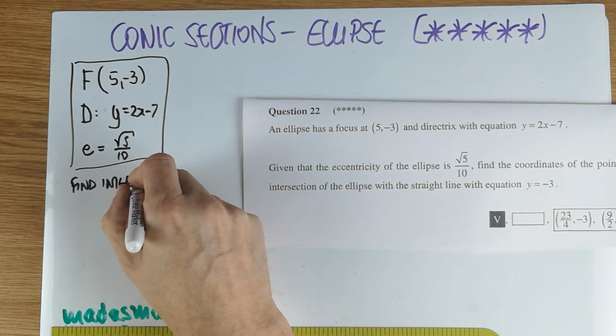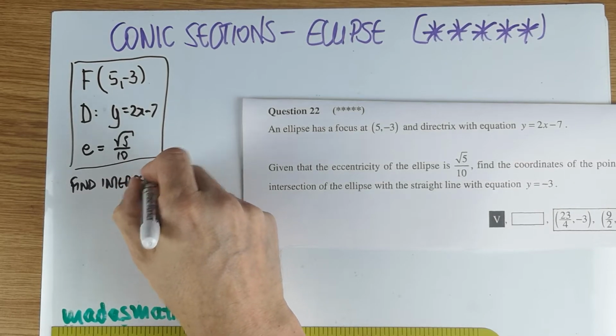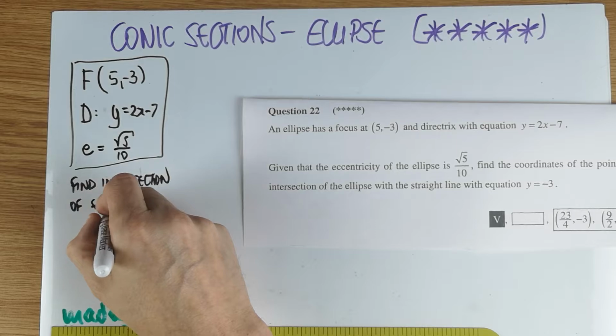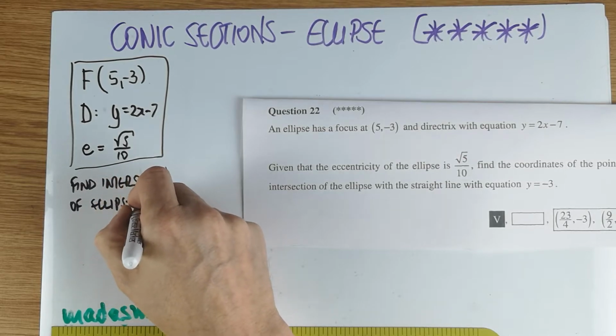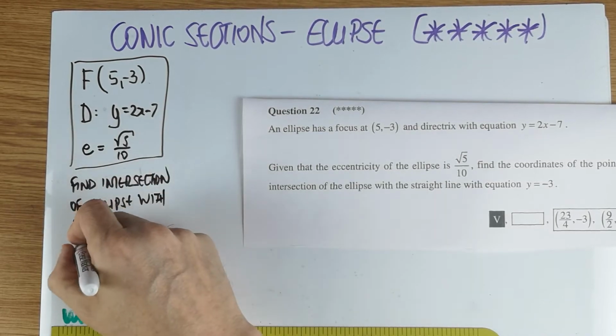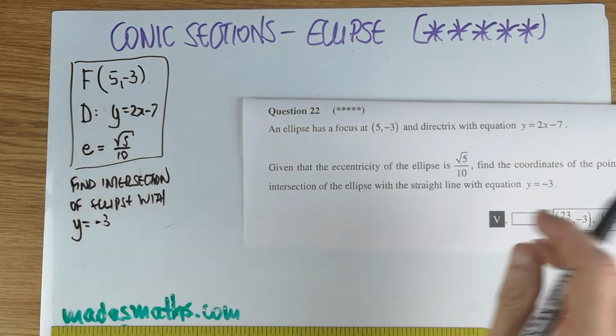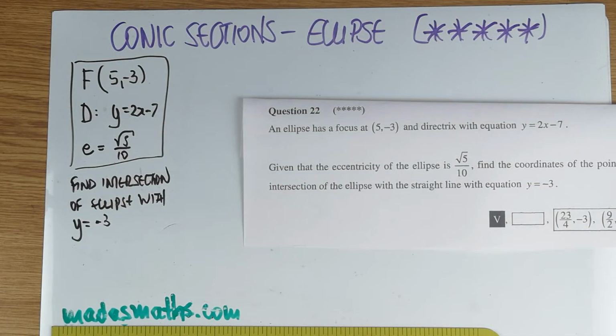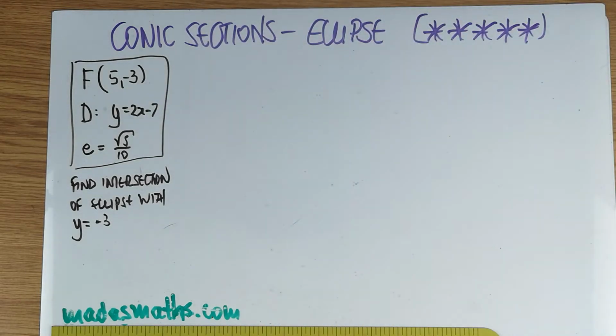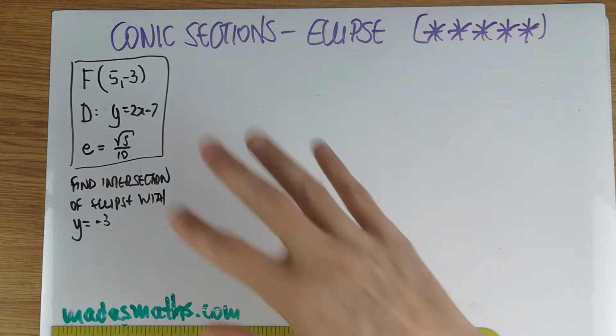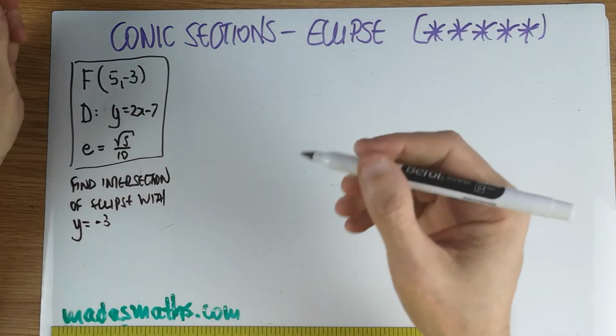Find the intersection of the ellipse with y = -3. So that is basically the problem. And where do we start? At the moment I've just recorded the information purely because of the video. You don't have this piece of paper in front of yourselves, and we need to have some things down before we start.